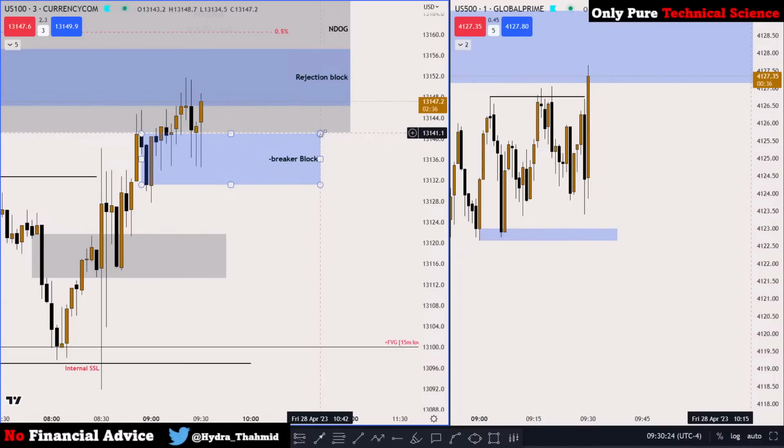Everyone is using trend lines, but where's the rule? What's the rule? There's no rule on trend lines. You cannot time a trend line, right? But you can time ICT concepts, and it repeats. That's the magic of ICT concepts.